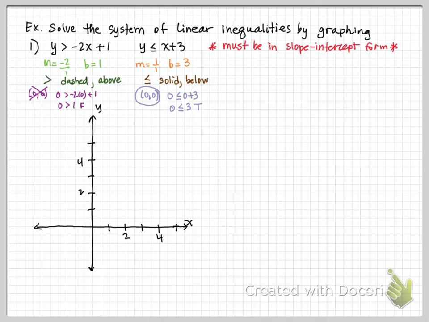2, 4, -2, and that should be good. So I'm going to go ahead and find where B equals 1. I'm going to rise down 2 and to the right 1. So that's going to be dashed.